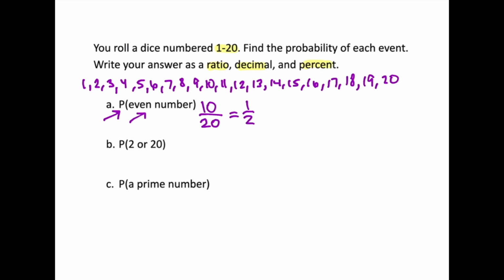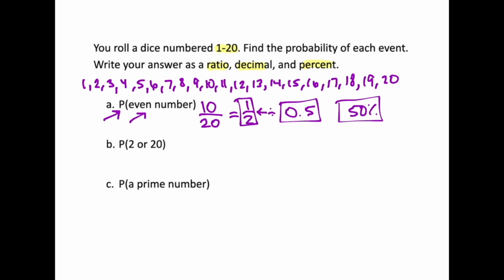When we write our ratio as a decimal, we can divide 1 divided by 2. When you divide that, you get 0.5. Now we have it as a decimal. And then finally, to write a number as a percent, we're going to times it by 100. Or we can move the decimal place 2 places to the right. When we move our decimal 2 places to the right, we get 50%. So we have our number as a fraction, a decimal, and a percent.